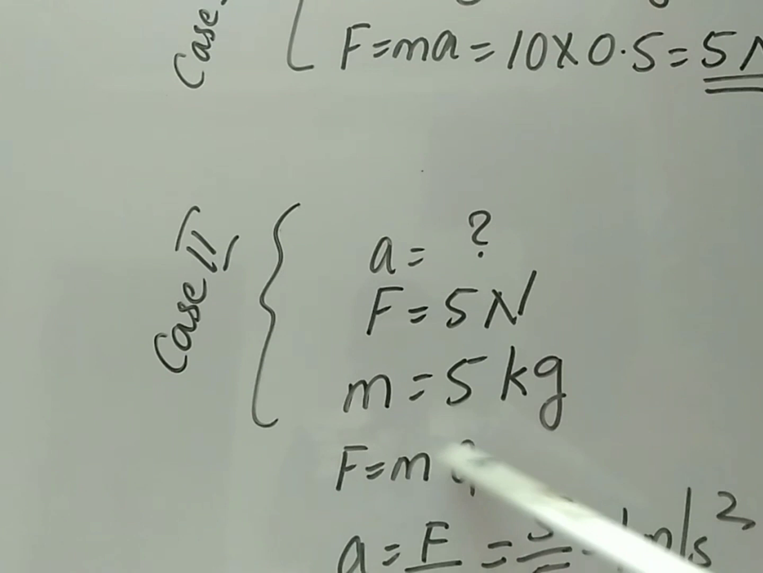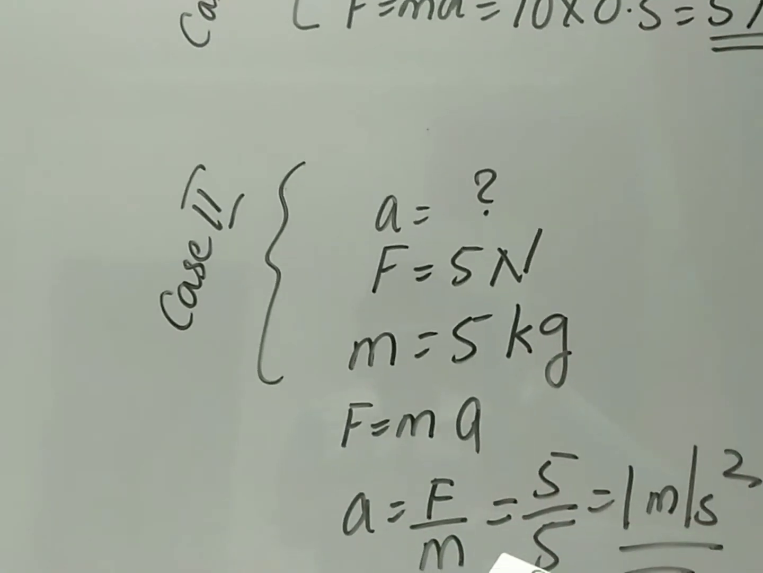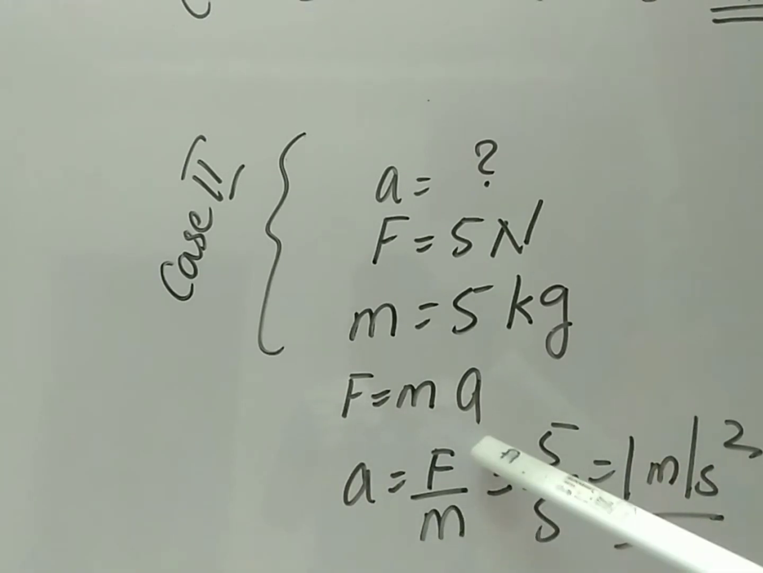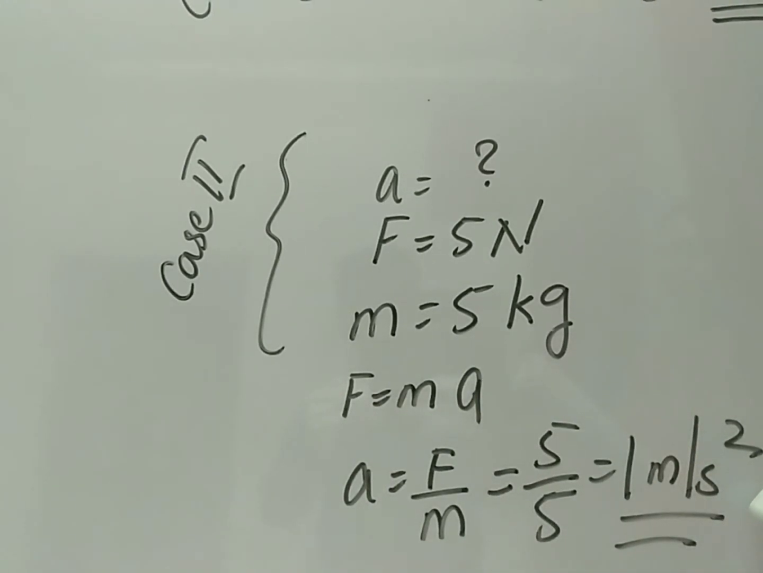Mass is changed. Mass is 5 kg. We have to find acceleration. F is equal to ma. Acceleration is F by m. That is 5 by 5. You will get 1 meter per second square.